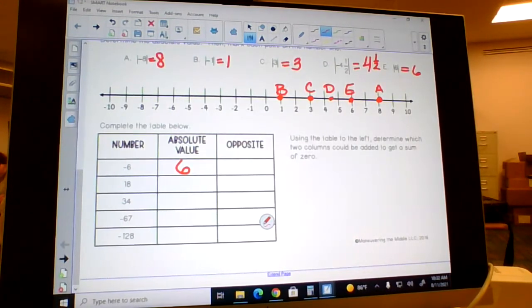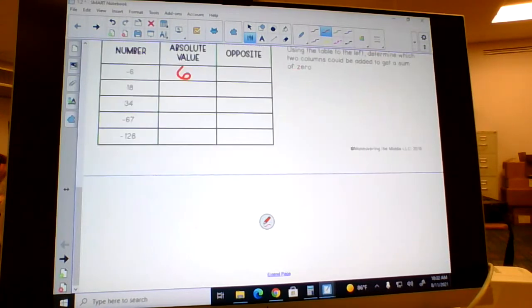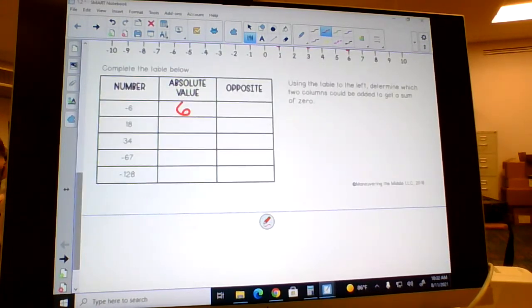Alright, is everybody with me okay? Alright, so then it says, what is the opposite of this number? So what's the opposite of negative 6? Positive 6, so this is also going to be 6. Alright, we're going to do the next one together. 18, so that's the number. What is the absolute value of 18? 18, because absolute value always makes the number positive. Okay, now, here's the next question. What is the opposite of 18? Negative 18.